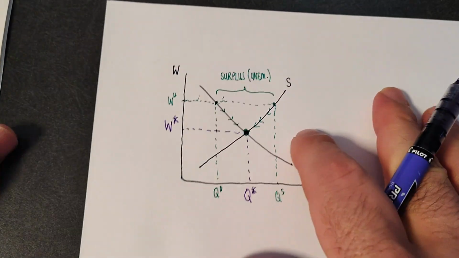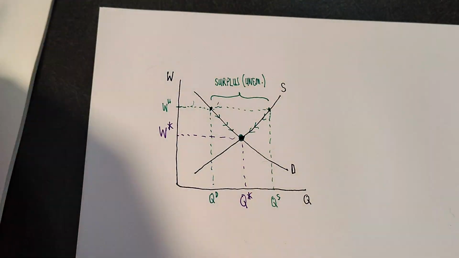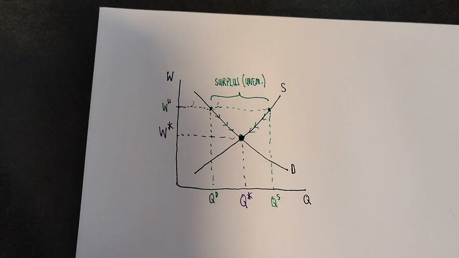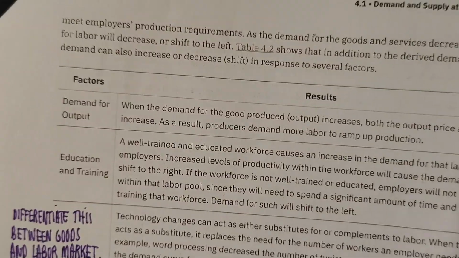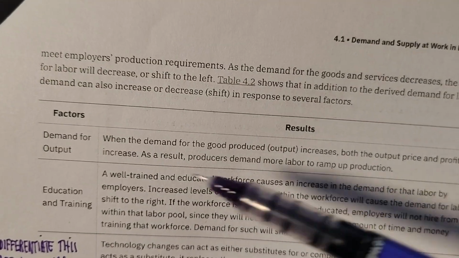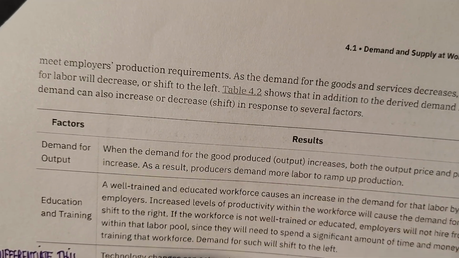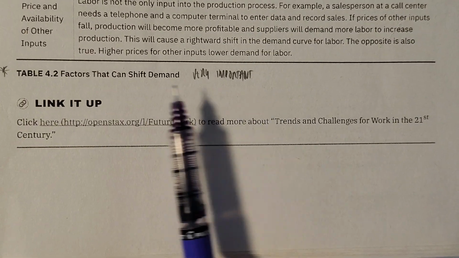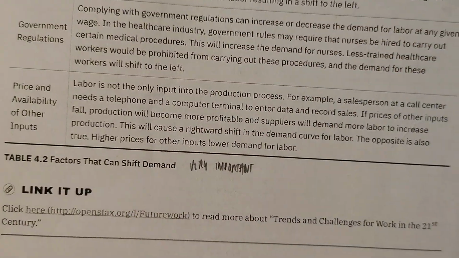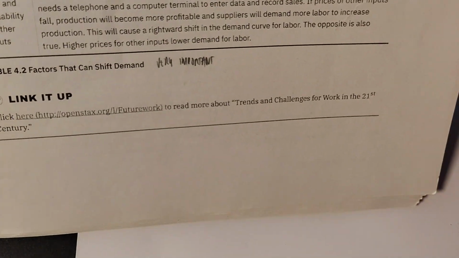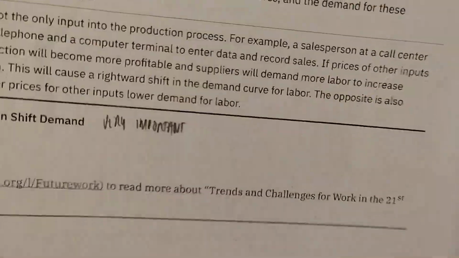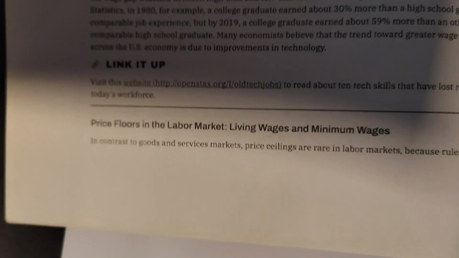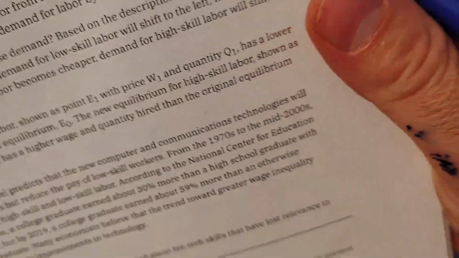The one thing I wanted to get into was the curve shifting. So there's a couple of nice tables in the textbook. You've got factors. This is table 4.2. These are factors that can shift demand, and this is something you might want to really take a close look at so that you can understand what causes the demand curves to shift, and it lists all of them there. It's pretty convenient.